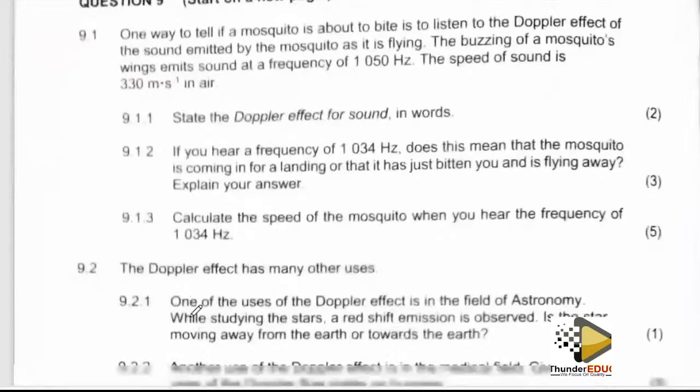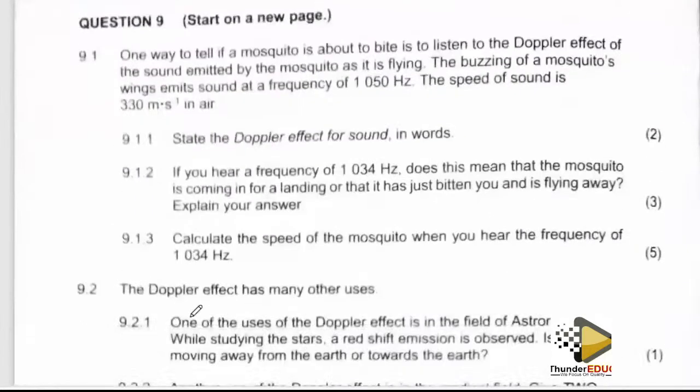Then question number 9, it's the last one. Hallelujah. One way to tell if a mosquito is about to bite is to listen to the Doppler effect of the sound emitted by the mosquito as it's flying. Which means as the buzzing sound increases, the mosquito is closer to you. The buzzing of the mosquito's wings emits sound at a frequency of this much, and the speed of sound in air is 330 meters per second.